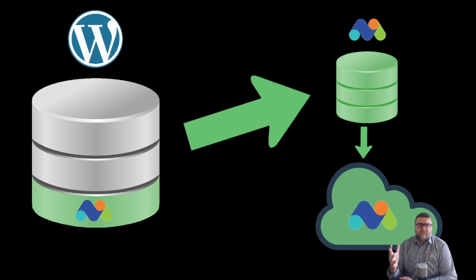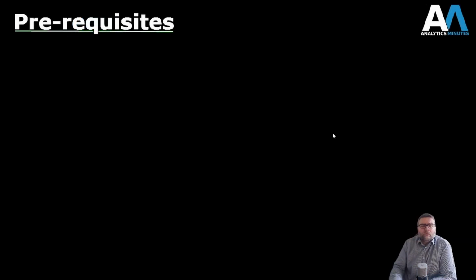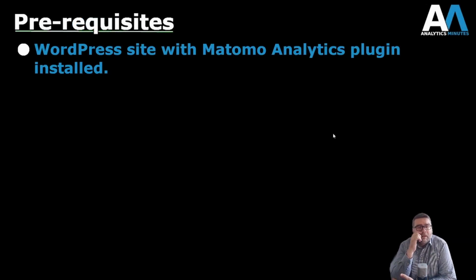So today we're going to go through the steps of that, and before we do that we need to get our prerequisites under control. So what do we need to get started? Well, obviously we're going to need a WordPress site with the Matomo Analytics plugin installed. There are two plugins you can use for Matomo. One is for your WordPress and one is for sending the data out to the cloud or an on-premise installation. So just make sure you've got the right plugin first.